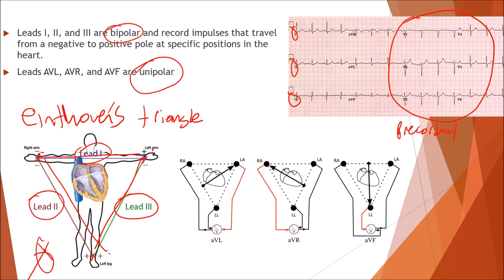So you could be asked, which of the following is a unipolar lead? Well, you should know aVL, aVR, aVF. You might be asked, what are the bipolar leads? Lead 1, lead 2, and lead 3. What are the precordials? V1, V2, V3, V4, V5, and V6. And just to test your memory, what is the exact location of where you're supposed to place V6?